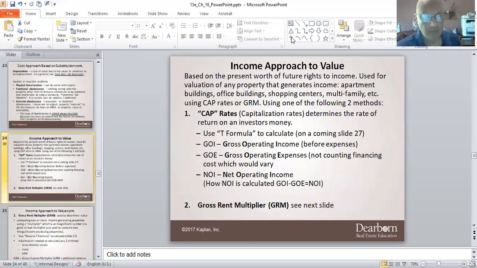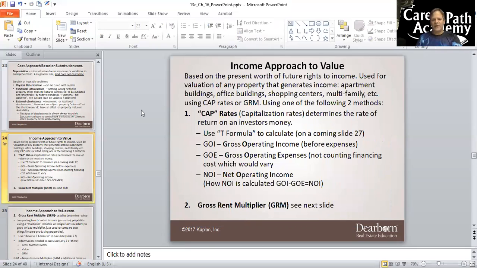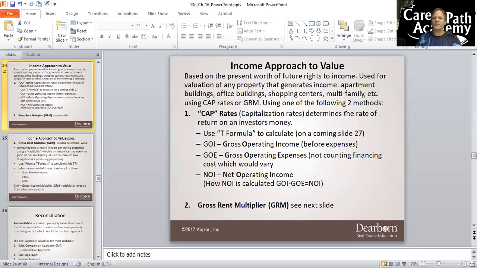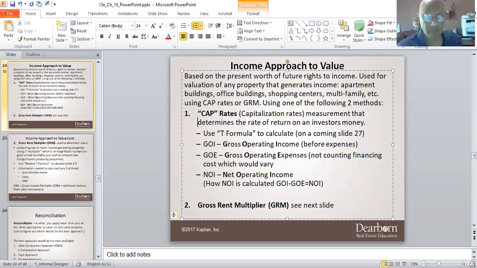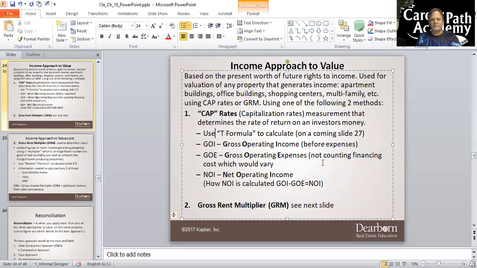And then just to recap here, the income approach to value is used for any property that generates income in the normal way. So cap is short for capitalization rate, which is a measurement of the rate of return on an investor's money. So it determines the rate of return on an investor's money using the T formula, which I'm going to be teaching you in the upcoming slides.